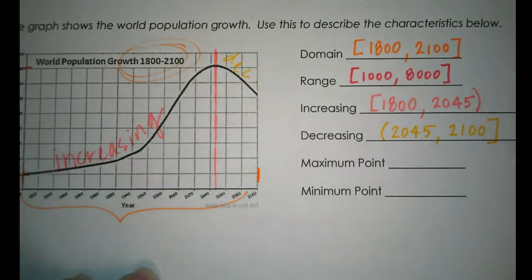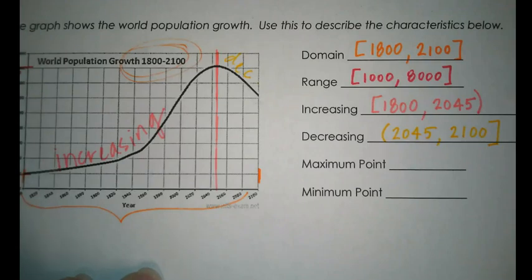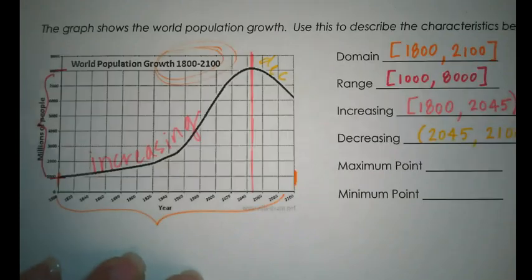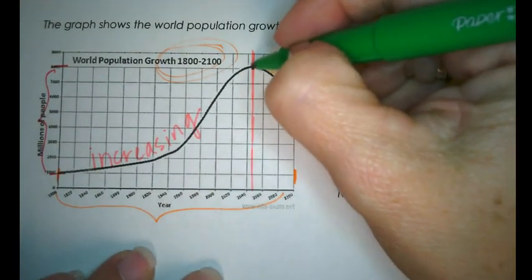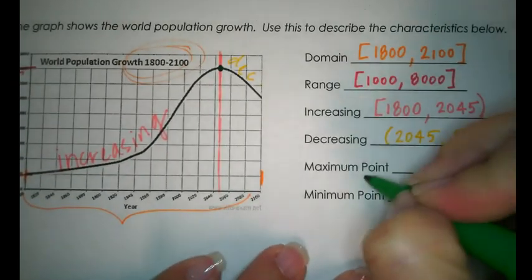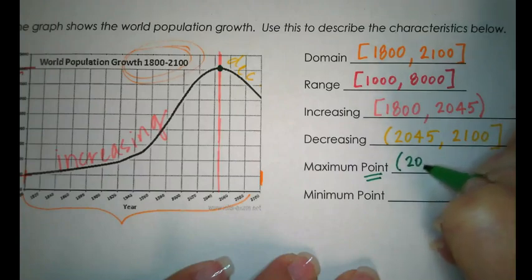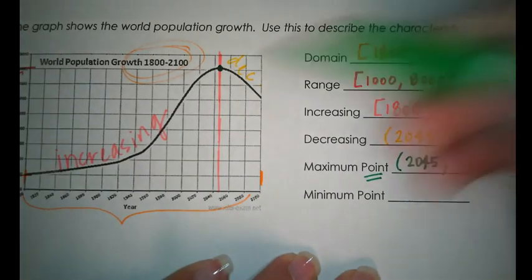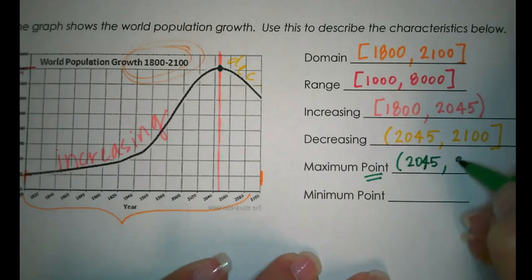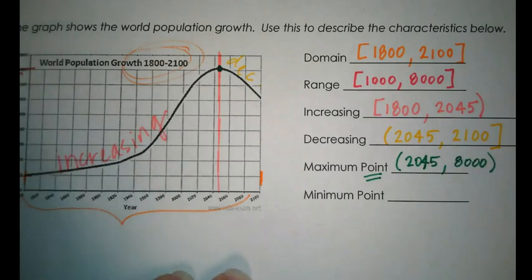So we only have one part that's increasing and one part that's decreasing for this graph of information on world population. All right, so now we're going to look for the maximum point, and the maximum point occurred right there. So let's see, we named that, and again, this is an ordered pair. We named that the year 2045, and the population was 8,000 million, and that was the highest.